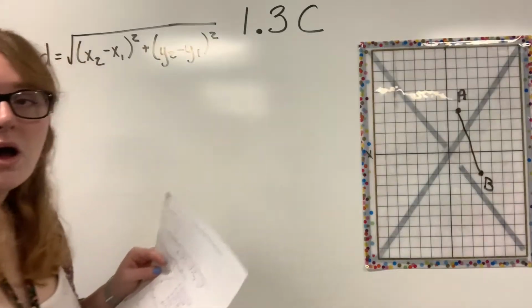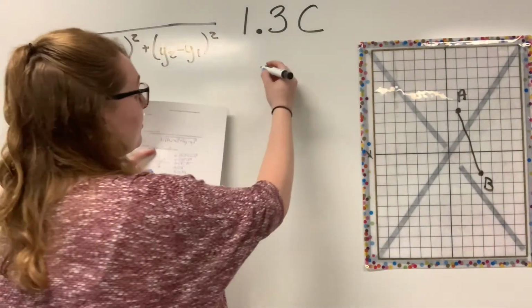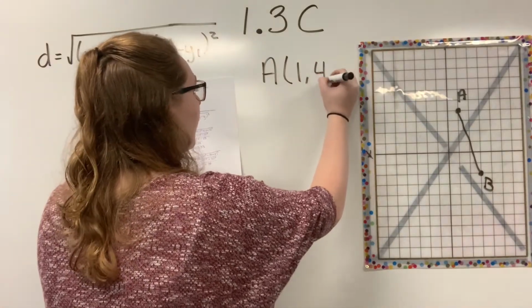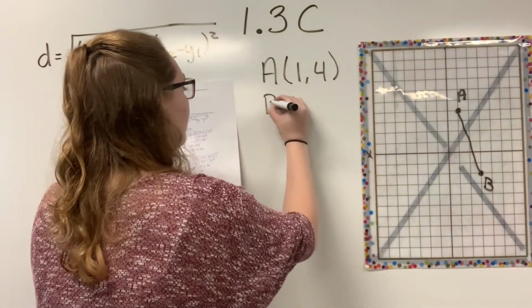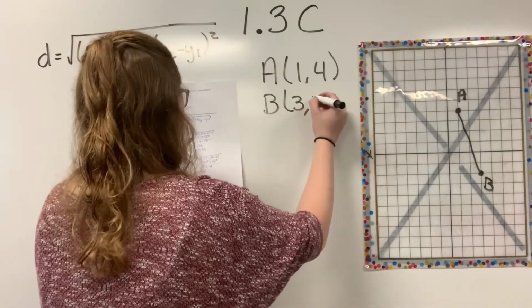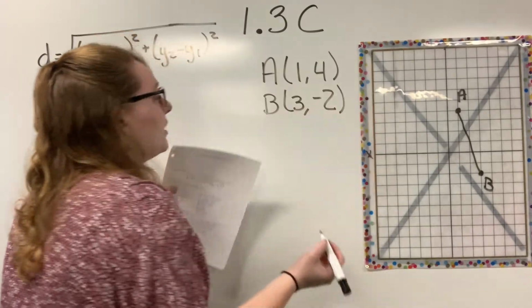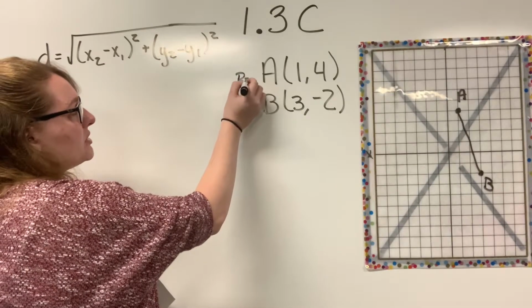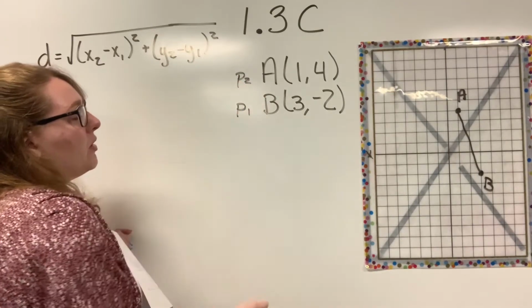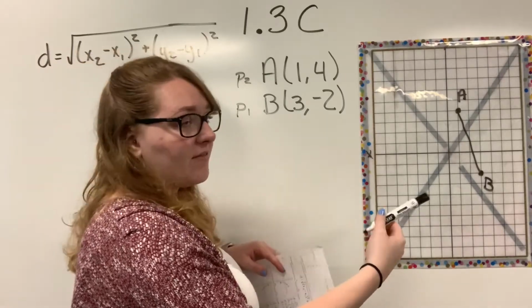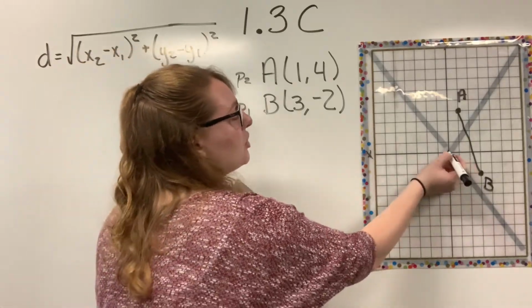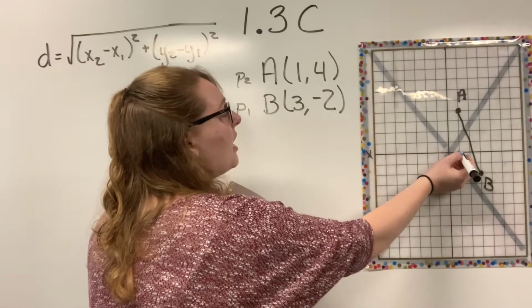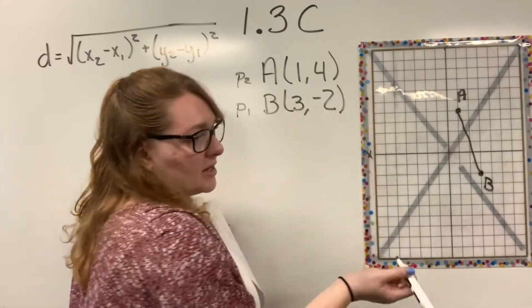All right, so for our second example, we have our point A at positive 1, positive 4, and our point B at positive 3, negative 2. Okay, so I'll switch this up from last time. I will make our A our point 2 and our B our point 1. I already went ahead and graphed these, so I'll show you how I got A. Starting at the origin, I went right 1 because it's positive, and then up 4 because 4 is positive.